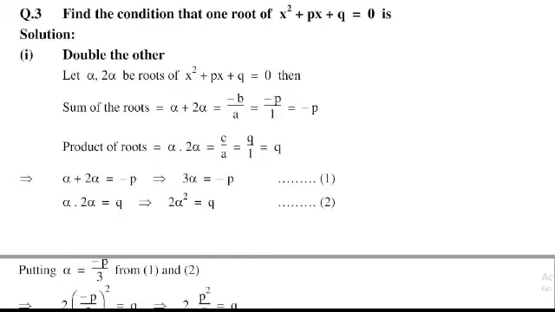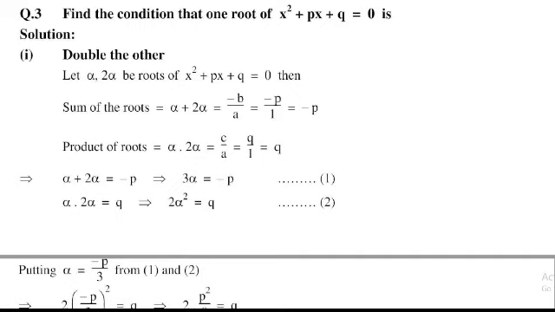Let alpha and 2 alpha be roots of x square plus px plus q is equal to 0. It means alpha double, so the two roots are first alpha and second 2 alpha. Sum of roots, that is alpha plus 2 alpha, is equal to minus b over a. Minus b is equal to p, and c is equal to q. So b is equal to minus p divided by 1, which is minus p. Next, product of roots, that is alpha dot 2 alpha, is equal to c divided by a. So c is equal to q divided by 1, which is equal to q.